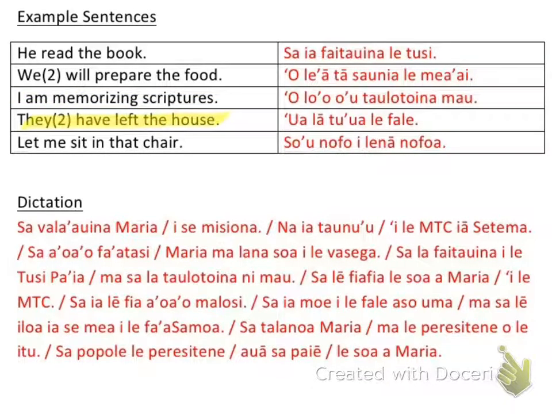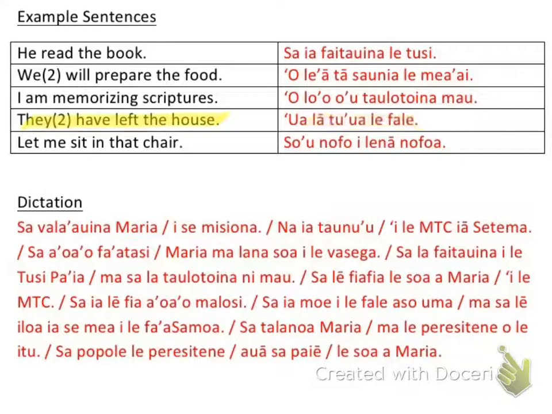Moving on to they too have left the house right here. So my tense would be ua probably, or I could use a past tense. Sa would be applicable here. But this is saying they just left the house, and la is those two, and tu'ua lefale is the way that I would end that sentence. Tu'ua is used as the perfective verb here, and if that doesn't make sense to you, you need to go back to my perfective aspect.